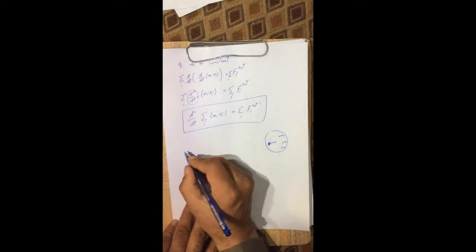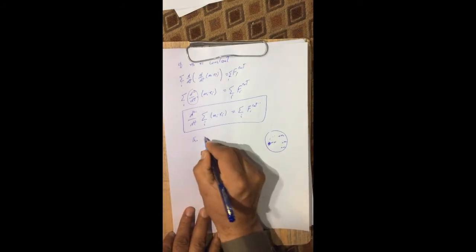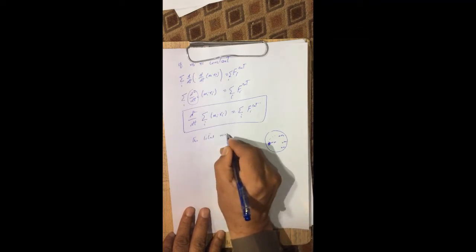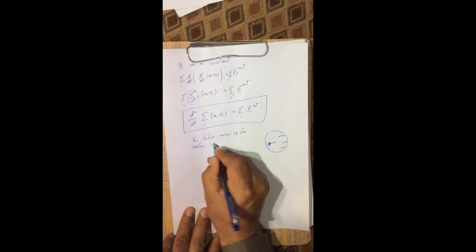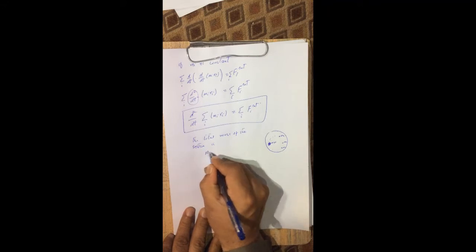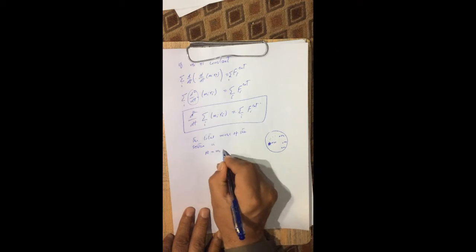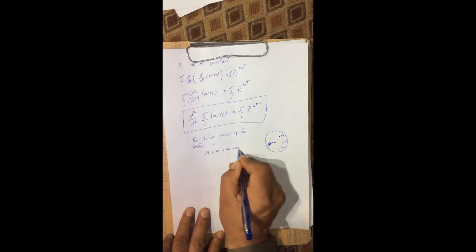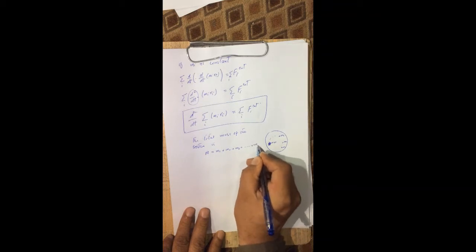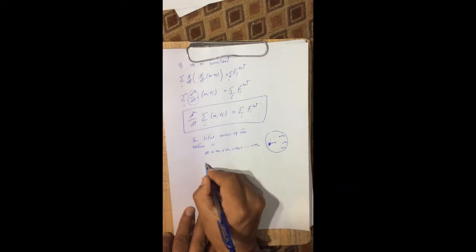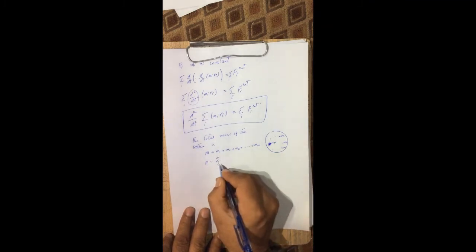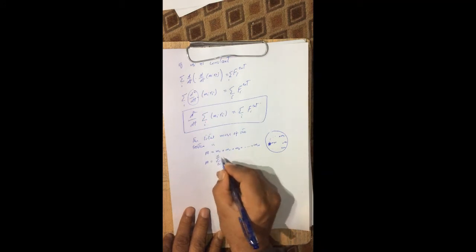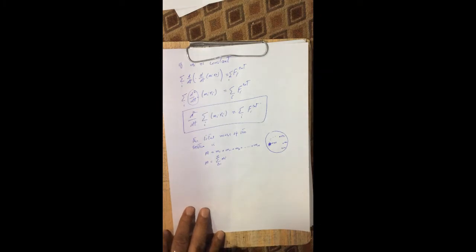Now the total mass of the system, I represent the total mass by capital M, which is equal to the mass of the individual particles, m1 plus m2 plus m3 up to mn. I can write it in the form of summation: sum from i equals 1 up to n of mi. This is the total mass of the system.